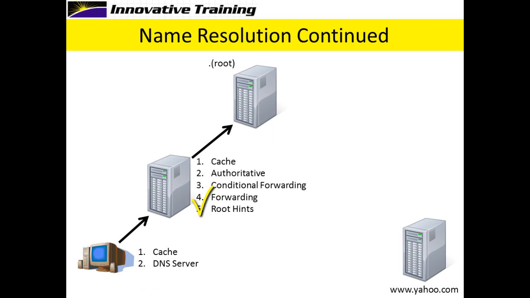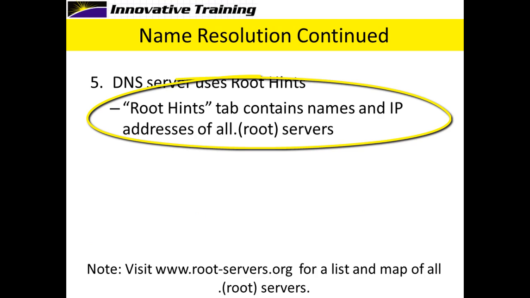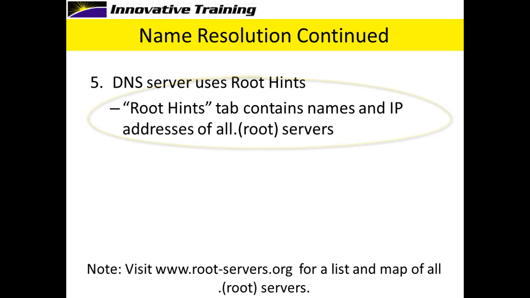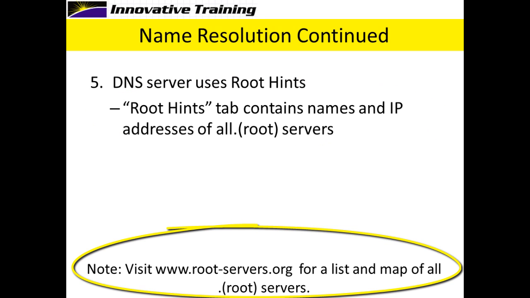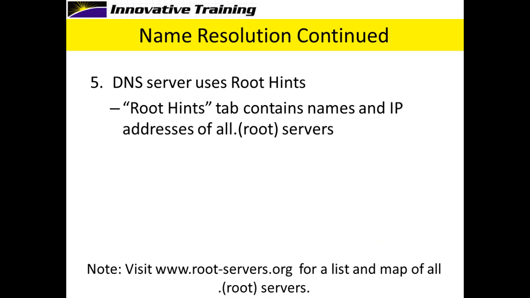If none of that works out, we finally end up with root hints, where we're going to go up and talk to the root of the internet. The DNS server has a root hints tab that contains the names and IP addresses of all the root servers in the world. And there's a webpage, www.rootservers.org, where you can see a list and a map of all these servers. And that's built right into the DNS server. So the moment I install DNS, I have connectivity to all of the DNS servers out on the internet.